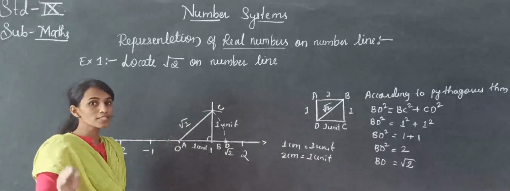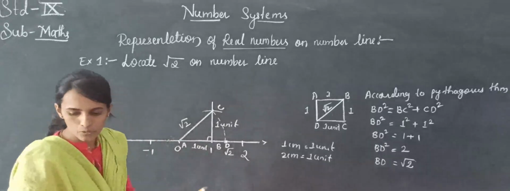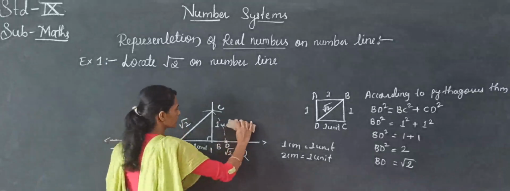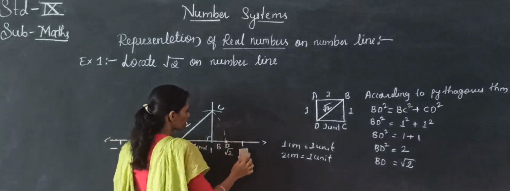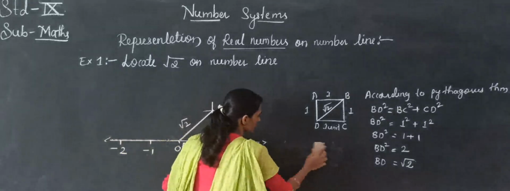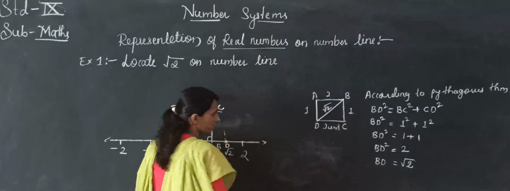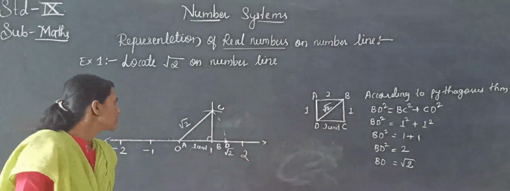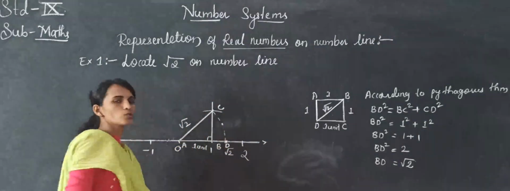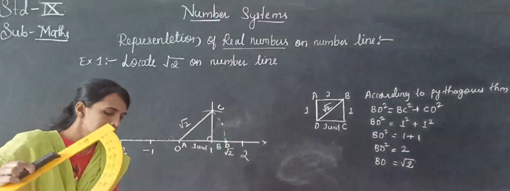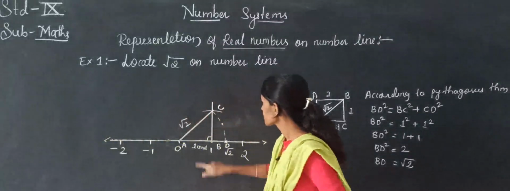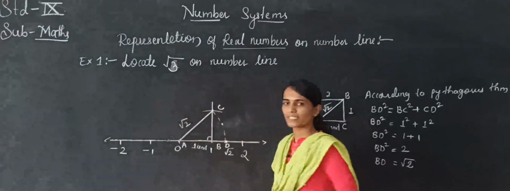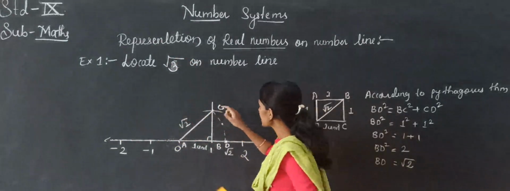So then how to represent root 3? In this example only I will tell how to represent root 3. Root 2 we already got here. So already we got an arc, this is root 2. Same, take C as a center point. Here only change this, instead of root 2, you have to represent root 3.